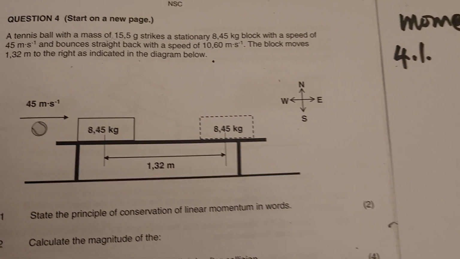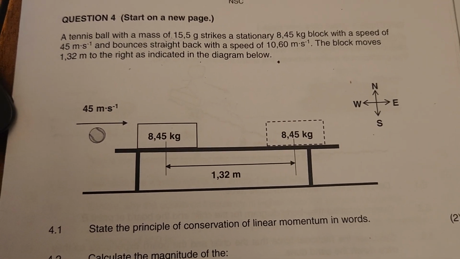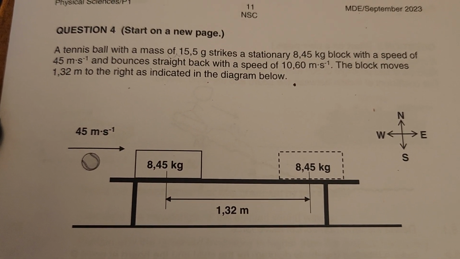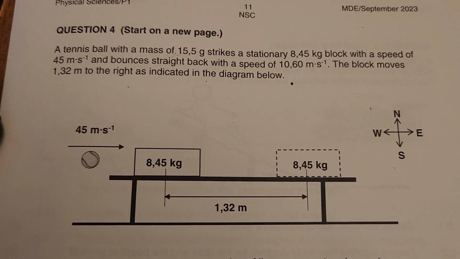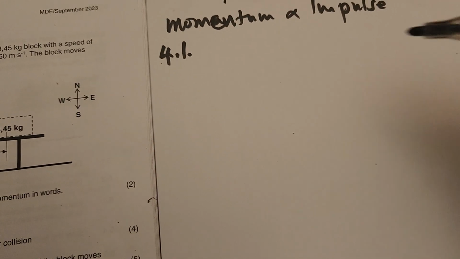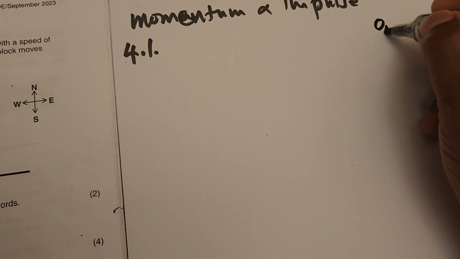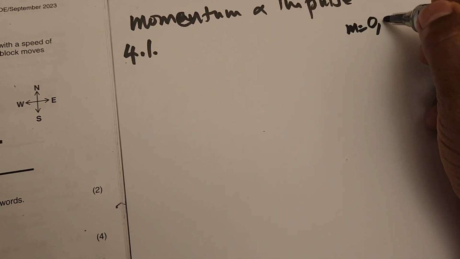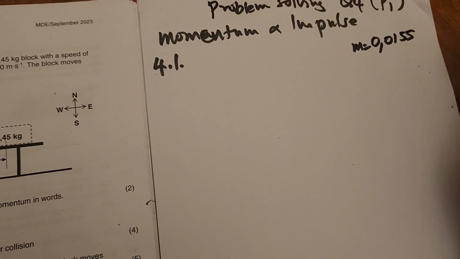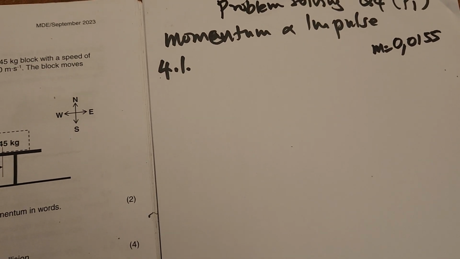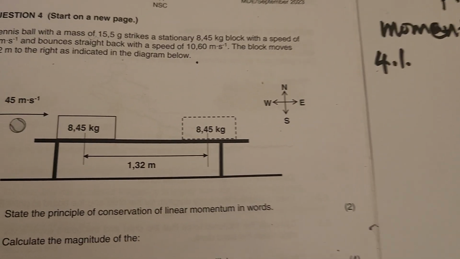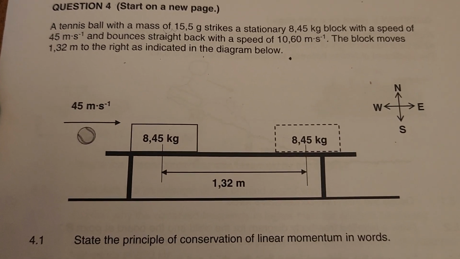So the recent question paper now in front of me is saying a tennis ball with a mass of 15.5 grams. Immediately you have to convert that to kilograms. Just shift the comma 3 times, so the mass will be 0.0155 kilograms. We don't work with grams in paper 1, we are using kilograms.